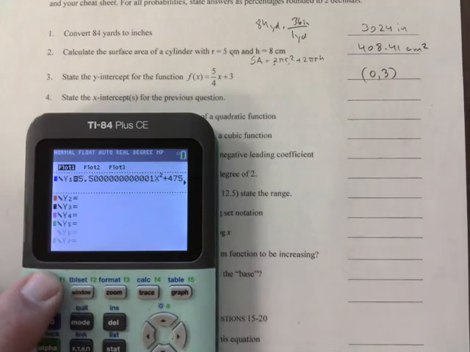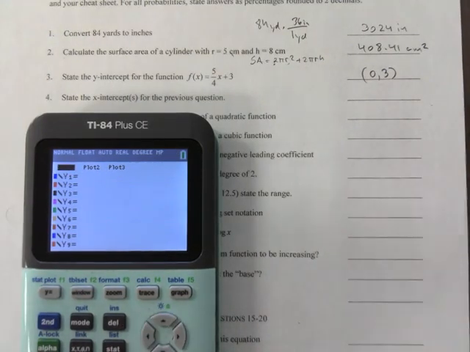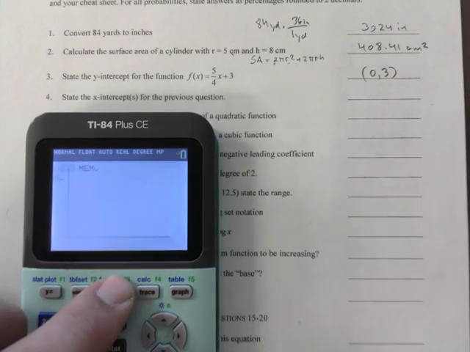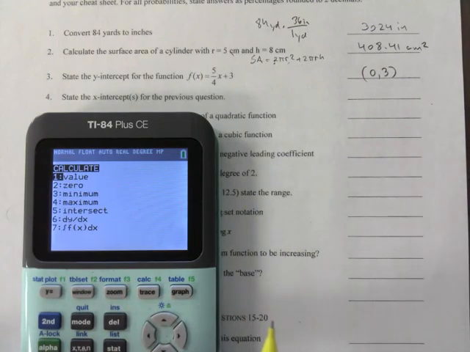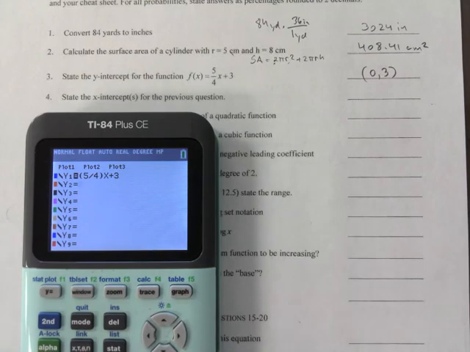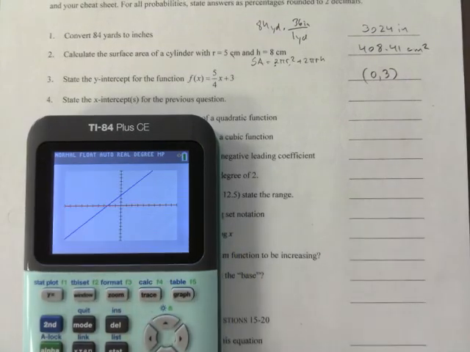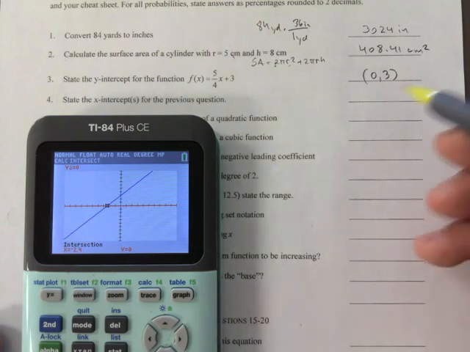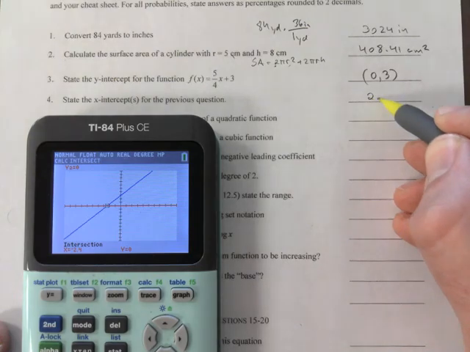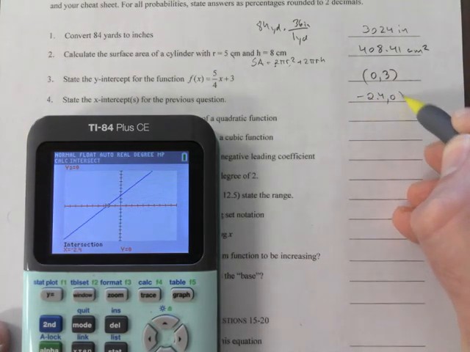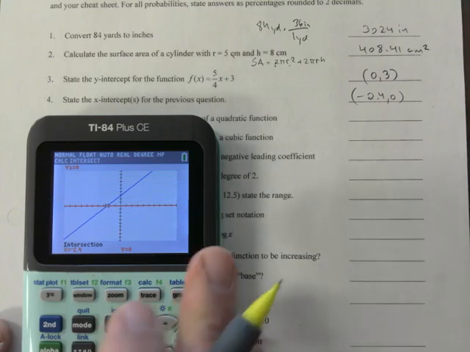What's the x-intercept? Turn off plot 1, right? Remember that? So you go 5 divided by 4, and then x plus 3. You graph it. I'm going to do a zoom standard here. There it is. So second trace, no. y2 is equal to 0. Second trace 5. I know that some of you can do it algebraically. In this case, it's 2.4, negative 2.40, okay? That's all I need there.